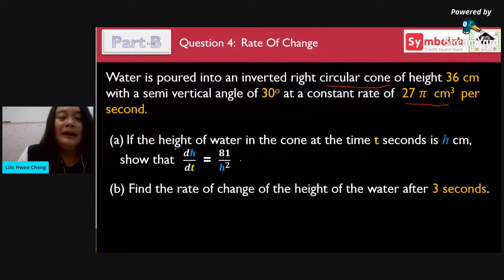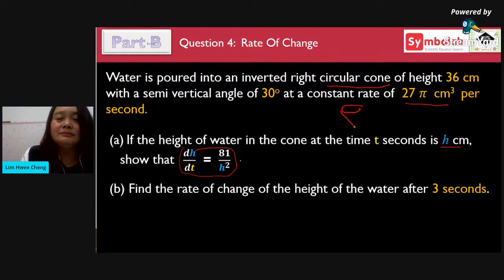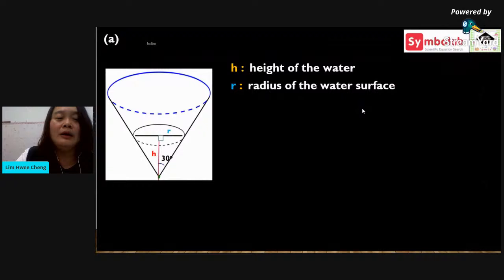Okay, if the height of the water at time t is h, show that... So you have to start to think of the ice cream shape. Ice cream is usually like this, right? A cone. So you start to draw the ice cream. They say height of the water. The height of the water is the water inside the cone. So this is the height of the water h.